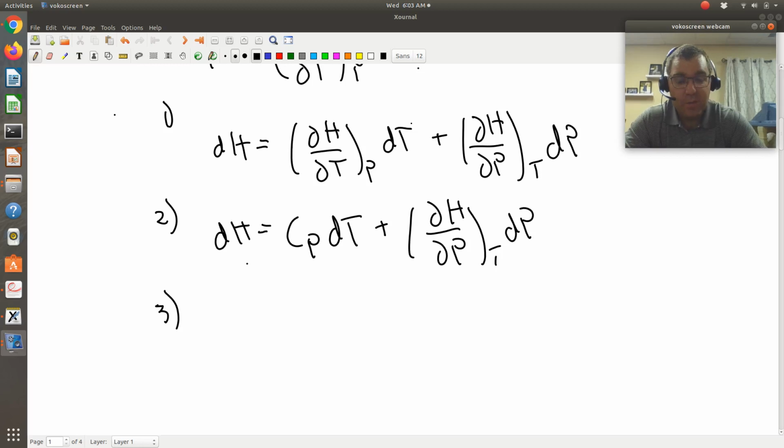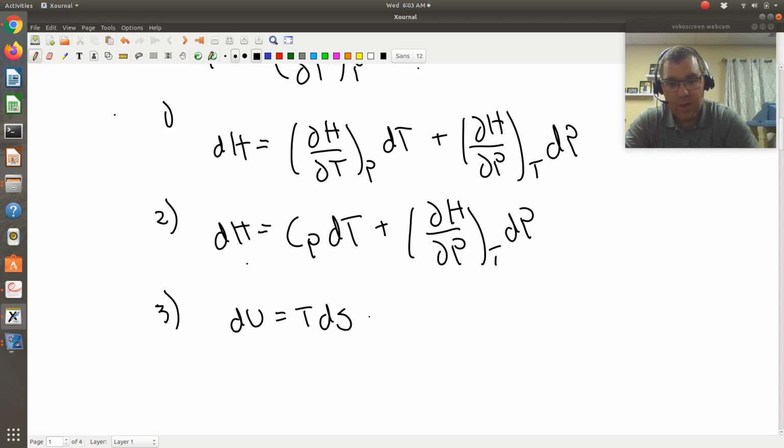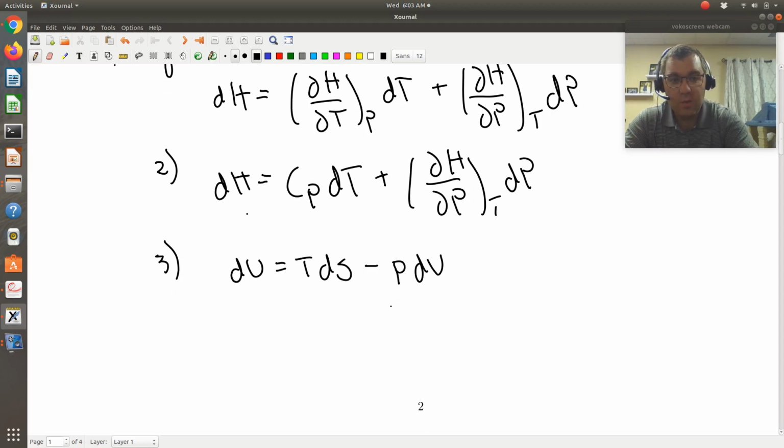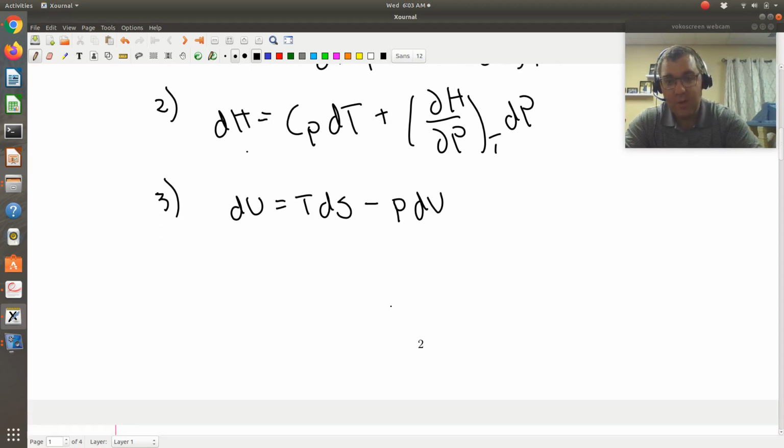Okay, so now for completeness, let's say you can't remember what that thermodynamic function is for H. Well, I do remember the combined statement of the first and second law. So dU is equal to TdS minus PdV. Okay, so H is our convenience function.